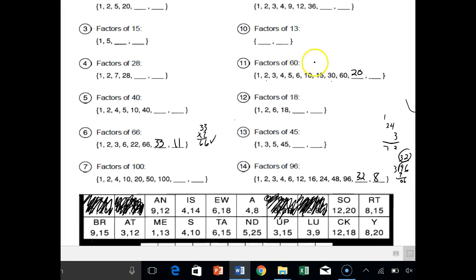And 4 times 15 gives you 60. It's good to know your 15s. 5 times what gives you 60? Oh, you should know your 5s. That's 12. So you're looking for 20 and 12, or 12 and 20. There it is. All right.